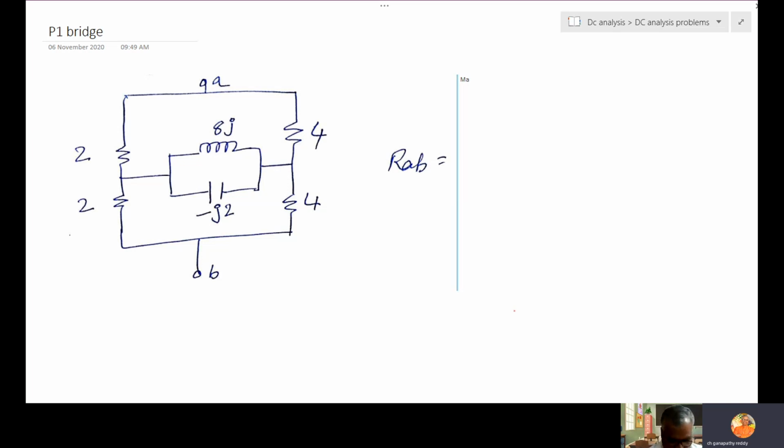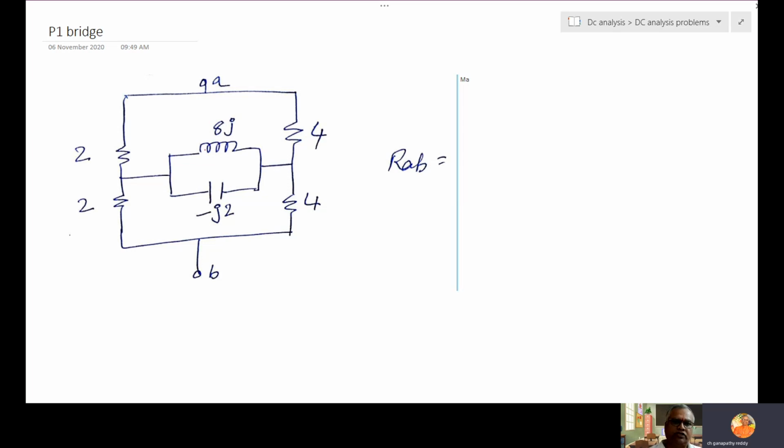Okay, today we'll solve problems on the bridge principle. What are the various problems they are asking in different competitive examinations based on the bridge principle? If you look at this small problem, directly it won't appear like a bridge, but we have to identify whether it is a bridge or not. In this problem, the question is: find RAB, the equivalent resistance across A and B.